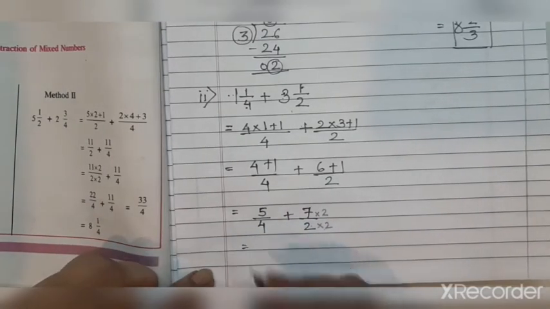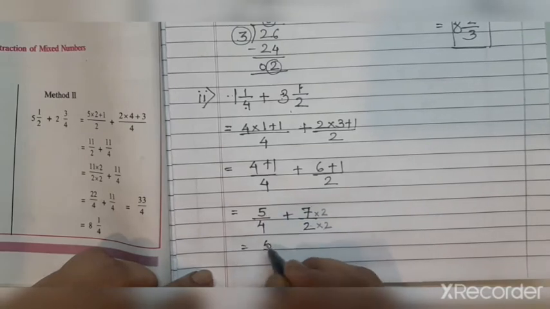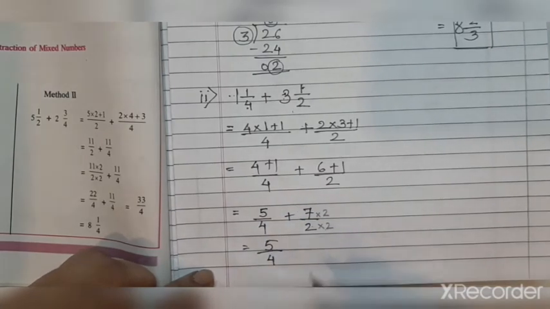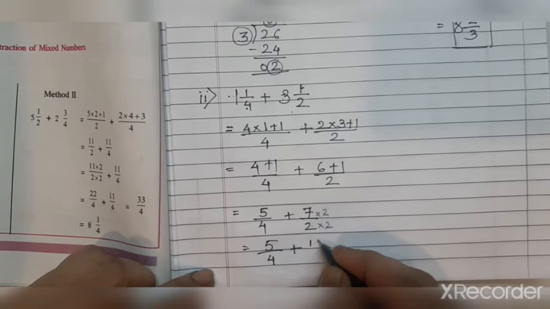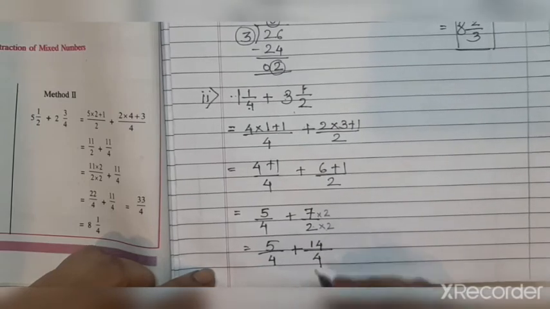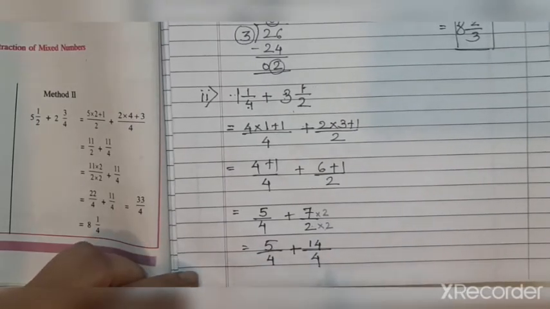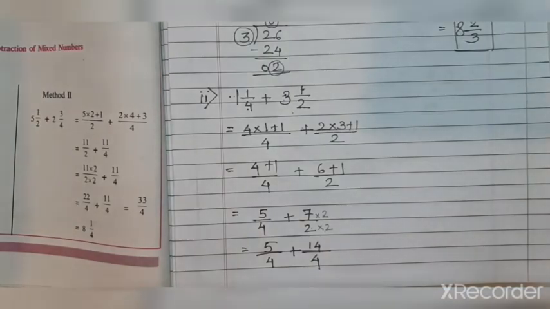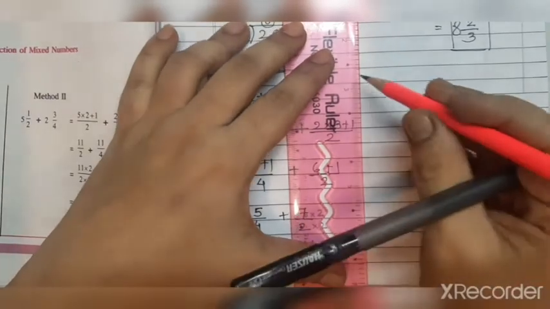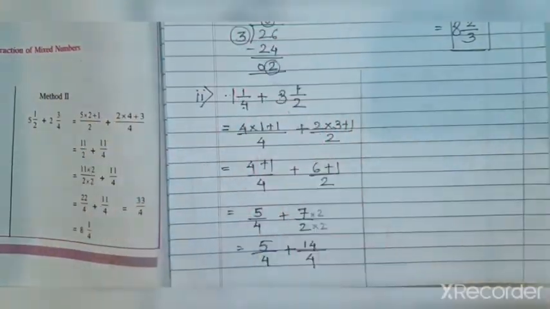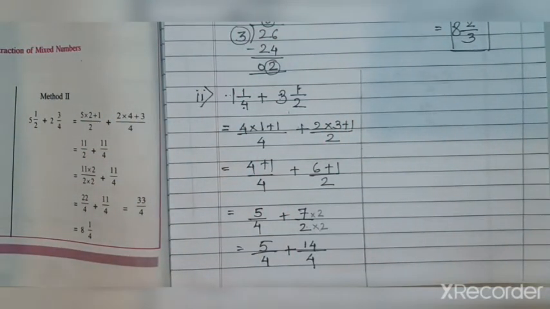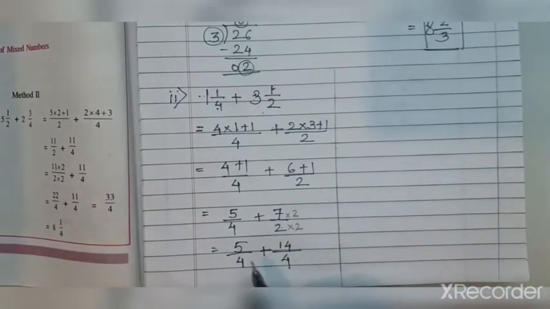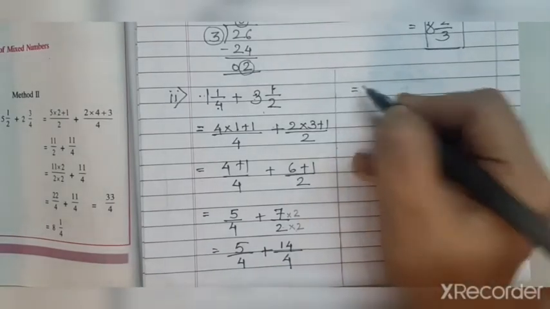Now we'll see what happens to the second fraction. The first fraction will remain as it is. 5 upon 4 plus 7 2s are 14 upon 2 2s are 4. Here we got the denominators same. Now I'll continue this sum on the same page on the other side so that you all can see properly. Now see the last step here: 5 upon 4 plus 14 upon 4. The denominators are same, so now we can do the addition.